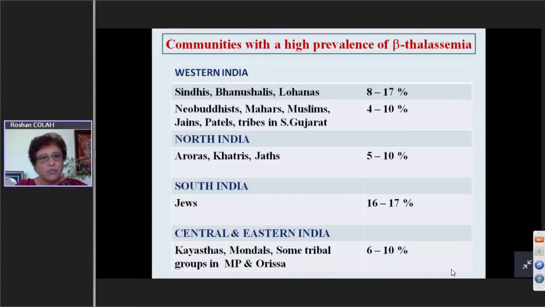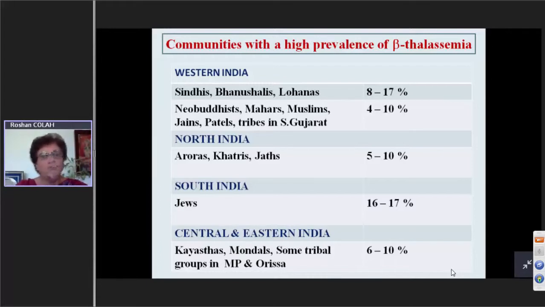So earlier, tribal groups were only tested for sickle hemoglobin, and that is why we didn't know what is the prevalence of thalassemia. But now, as more and more screening programs are being undertaken, we know that thalassemia is very prevalent in many tribes as well.